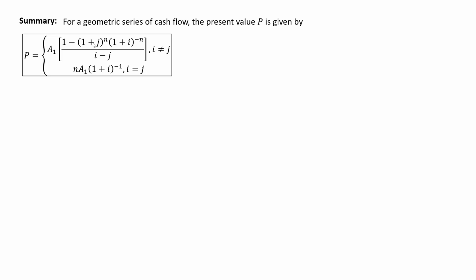Not quite. Check this out. (1 plus i) to the n, that times (1 plus i) to the negative n. That's what would happen if you have j equals i. So we have a to the n times a to the negative n, which is just 1. So on the top, we have 1 minus 1. So we have a 0 on the top and a 0 on the bottom in the event i equals j. So we have 0 over 0, which is undefined. Right?